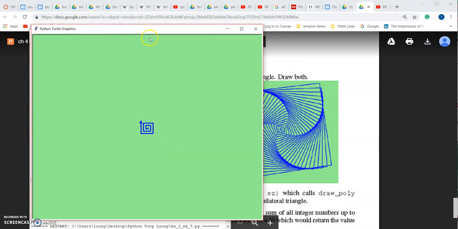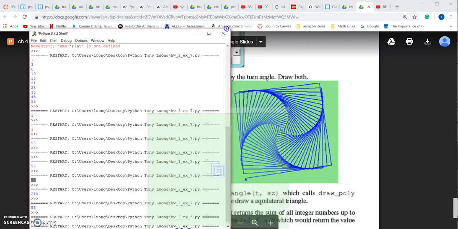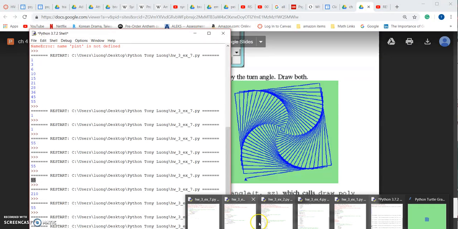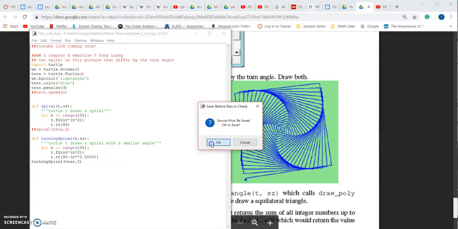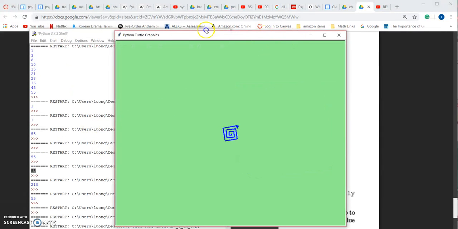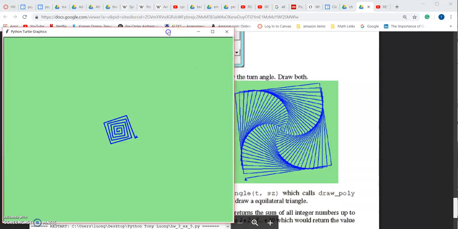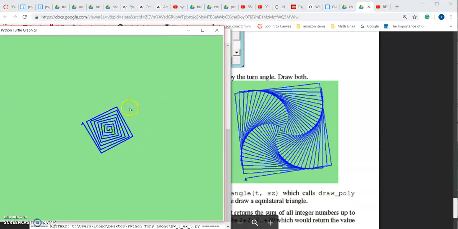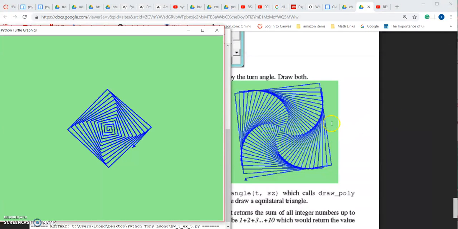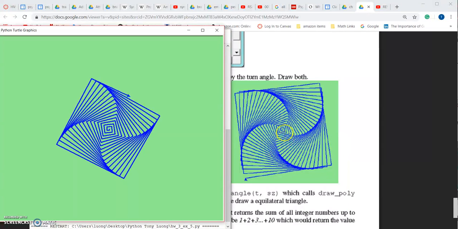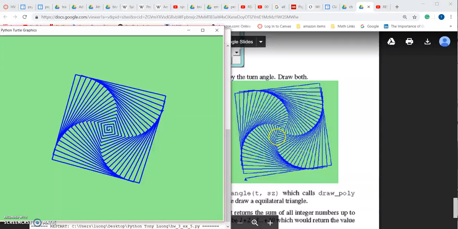Oh wait, my bad. I don't think we commented out the other one. We comment out this one, Alt 3, and then we run it again. Right here, yep. See, the angle is getting a little bit outward every time, and it begins to intersect, not that much, but it intersects as the angle gets bigger. Looking similar to this one.